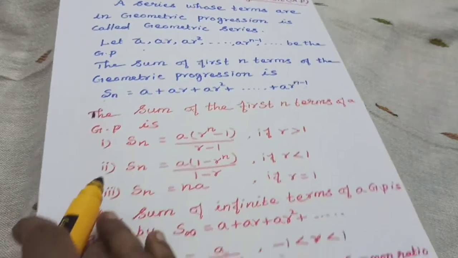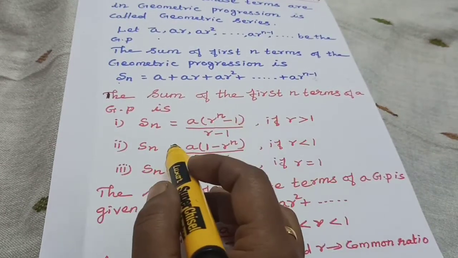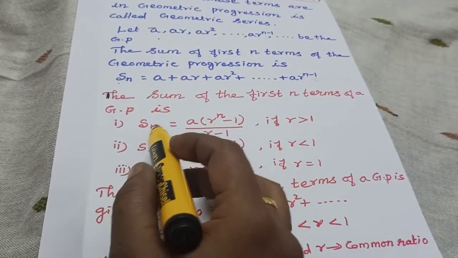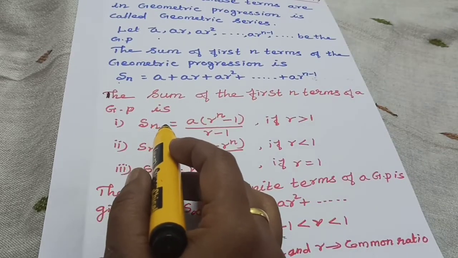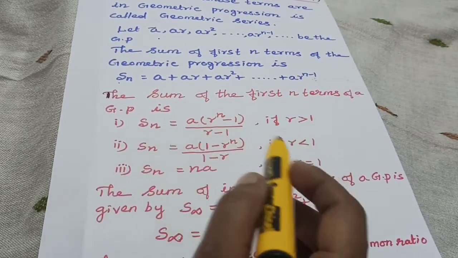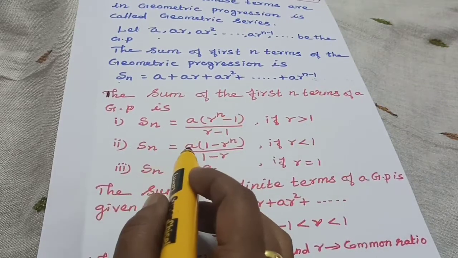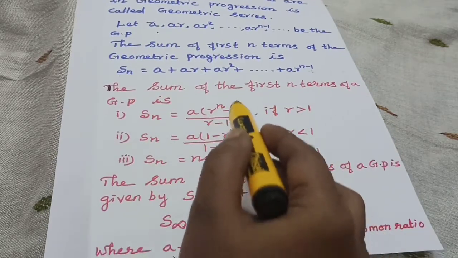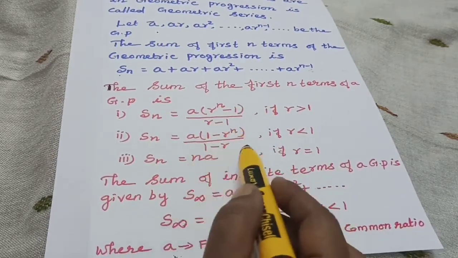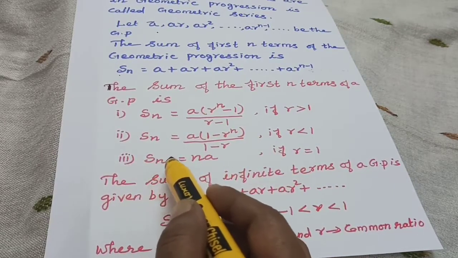Okay. Then, study these formulas at once. Sn equal to, suppose r is greater than 1, then this formula for the sum of n terms we have to use. Then if r is less than 1, then we have to use this formula. Just the opposite. Here r power n, here 1 minus r power n. That's the difference.